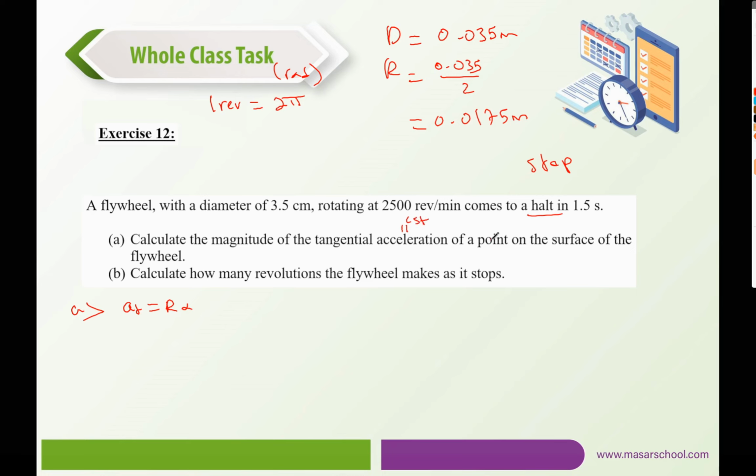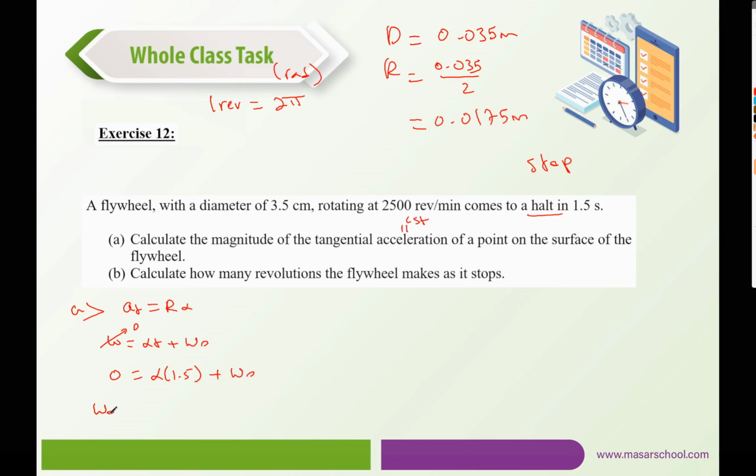Now, in order to calculate alpha, we can do the following trick. We can say that omega equals alpha t plus omega 0. Because it comes to a stop, the final omega would be 0. So 0 equals alpha t, where t is 1.5. Now it's left to determine omega 0, and it's already given, which is 2500 revolutions per minute, but we need to express it in radians per second, and this can be done by the following.